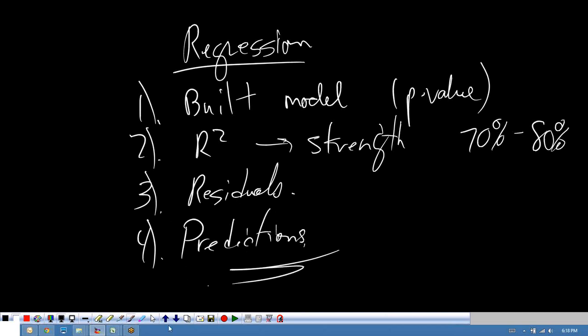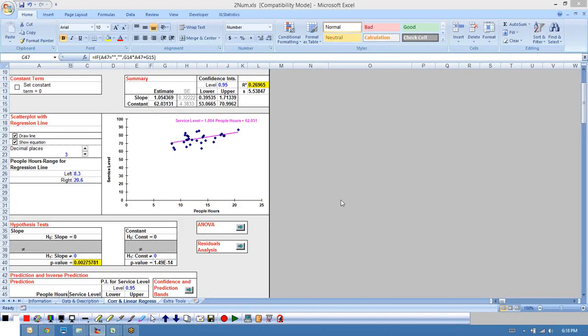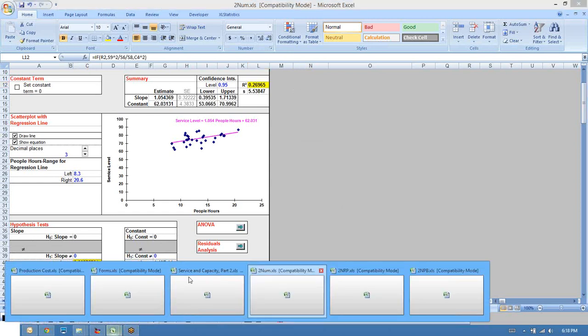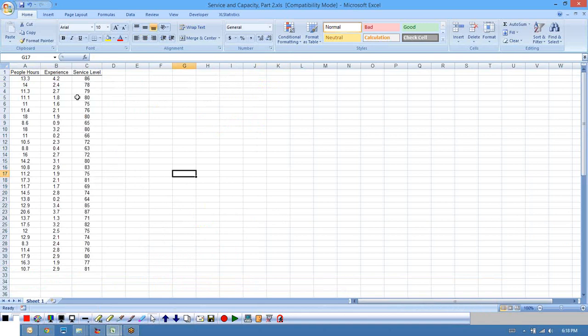All right, let's take a look at what happens now. Since this is not a very good R-squared, it's not a very good model, so what would we do? What we can do is use something called multiple regression. We can add in different X variables, more predictors, to make it better. I just want to show you how that happens. Let's go to service and capacity.